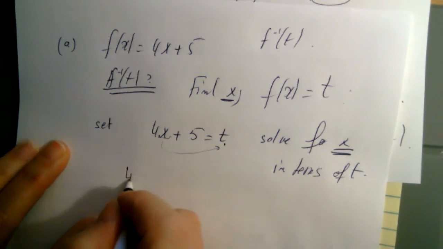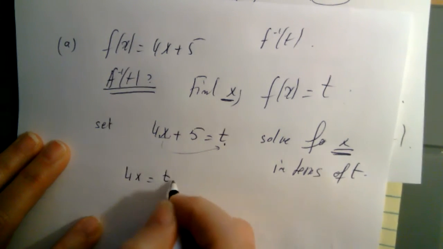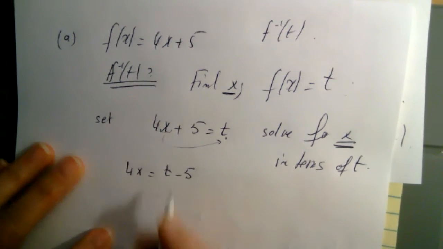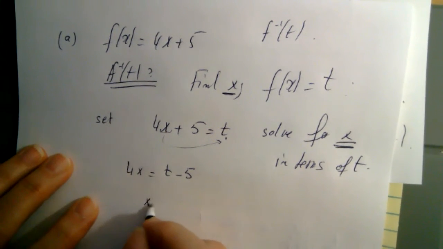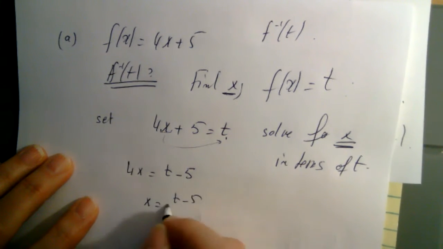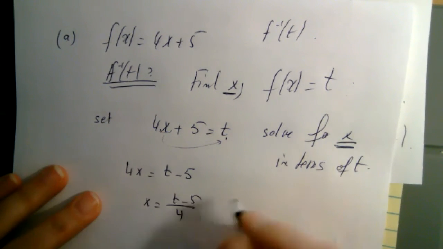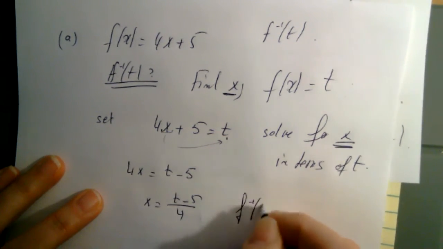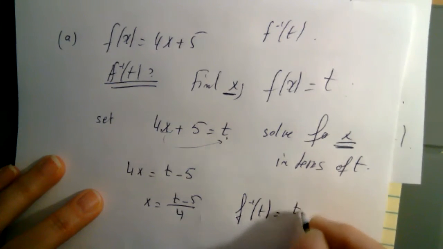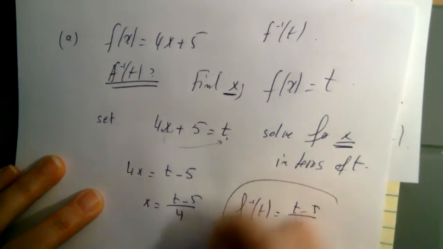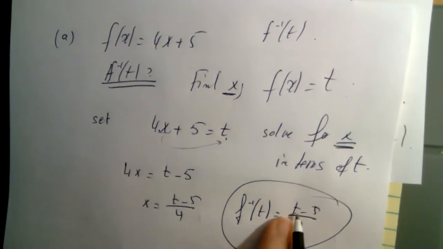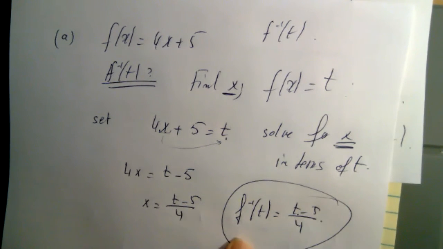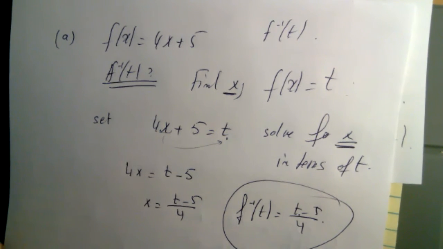It's t minus 5, over 4. Minus 5, t minus 5, and then divide by 4. It means the inverse function is given by the rule (t minus 5) over 4. So if I know the output, this formula will give me the input that goes to that output.